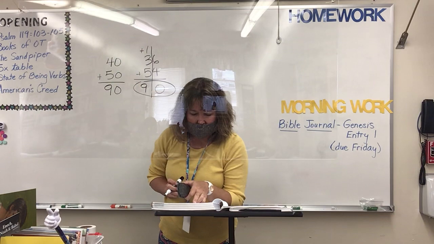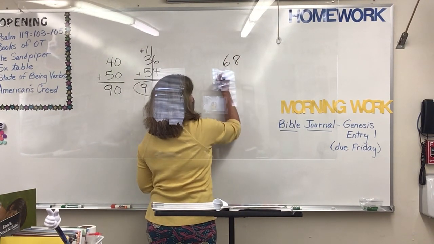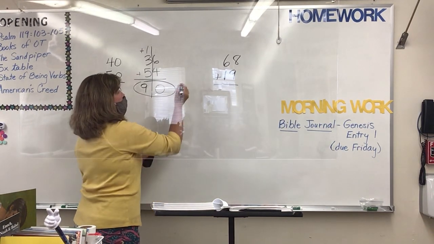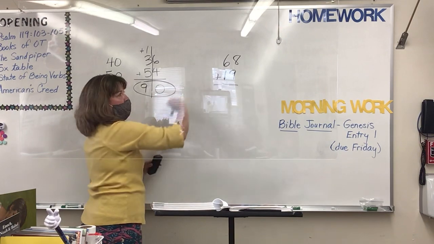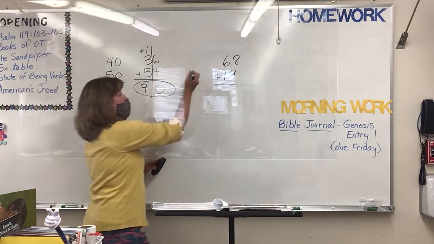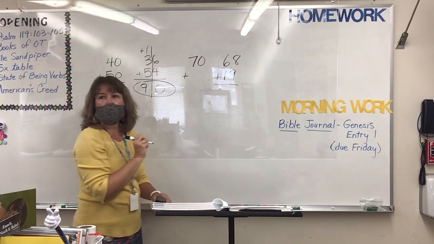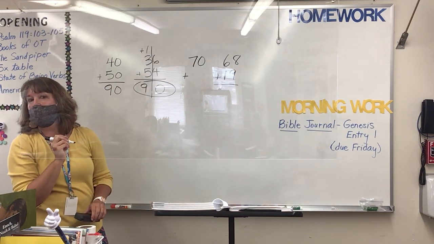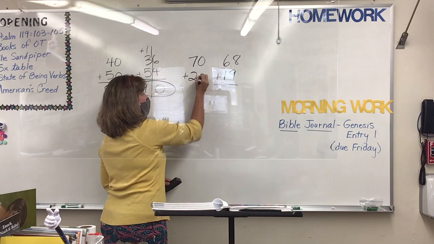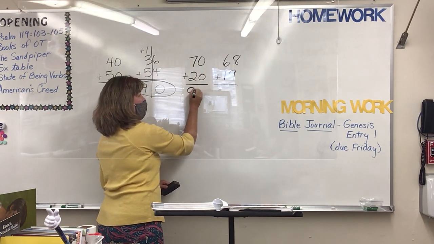Number 2, we have 68 plus 19. So we're going to round it first. So 68, where does that round? Up or down? Up to 70. And 19 rounds what? Up to 20. So what is 70 plus 20? 90.